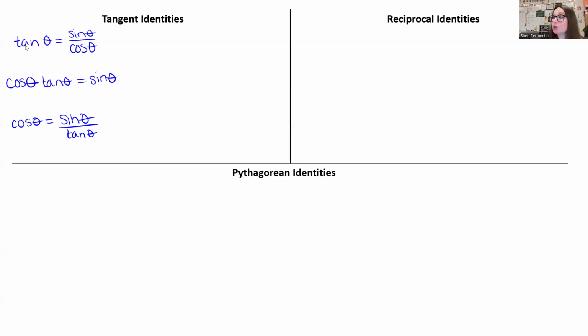I'm going to do the same thing with cotangent, and cotangent is the reciprocal of tangent. So it's going to just flip this fraction. So cotangent is equal to, the way I remember it, cotangent has cosine on top. So cosine over sine. And all I'm going to do is rearrange it just the same as I did this one. So I could always take sine and multiply it over here with cotangent.